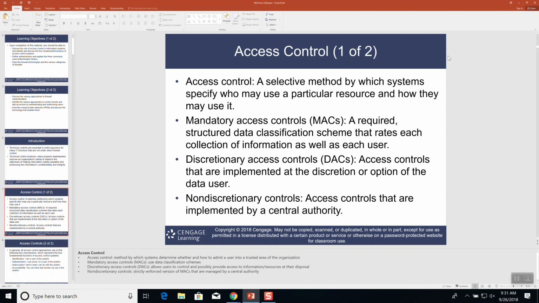Access control: the selective method by which systems specify who may use a particular resource and how they may use it. We've got a color printer. Do you want everybody to print to it?